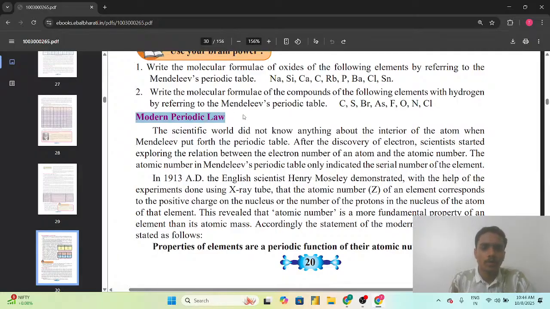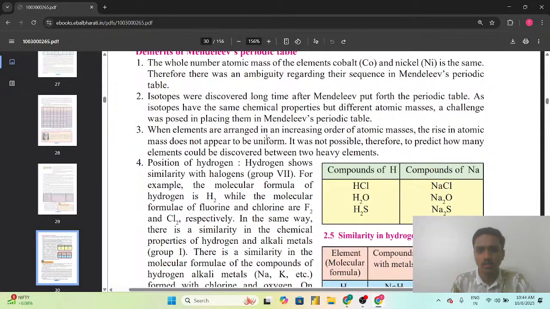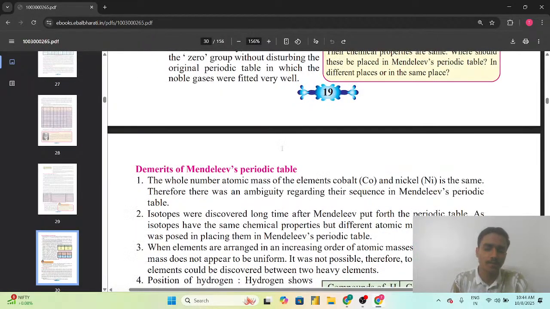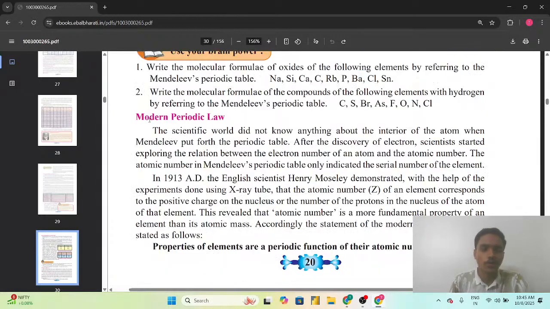Modern periodic law. So Mendeleev's part is done here. Mendeleev used atomic mass as the fundamental property and proposed the periodic law. Some demerits of it came out, so later the modern periodic law came into existence. The scientific world did not know anything about the interior of the atom when Mendeleev put forth the periodic law.